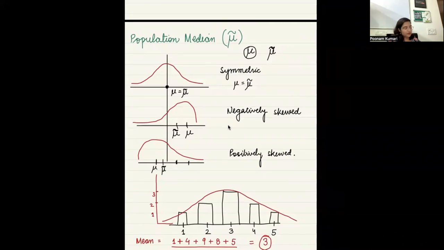Yes, ma'am. So these are certain comparisons that we can do regarding mean and median. So these are some of the features which we also use to find if our data is negatively skewed or positively skewed just by looking at these two numbers. Okay. Is that fine, guys?